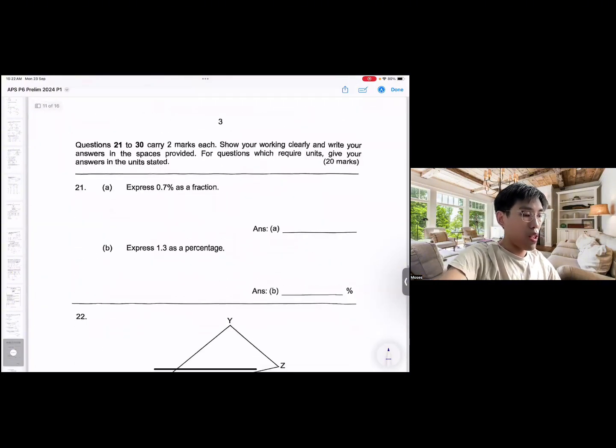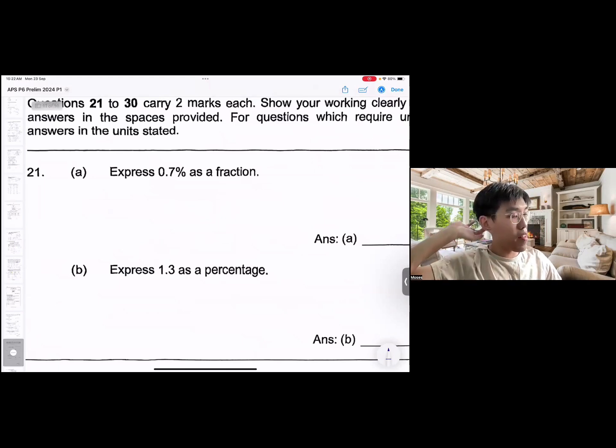Okay, continue. 21A, express 0.7% as a fraction. A lot of people get thrown off by this. I also don't know why.